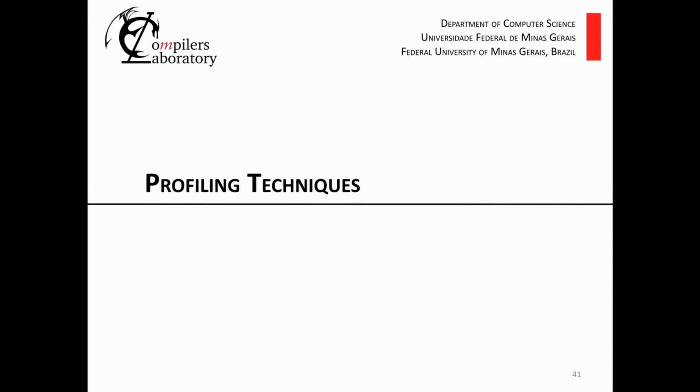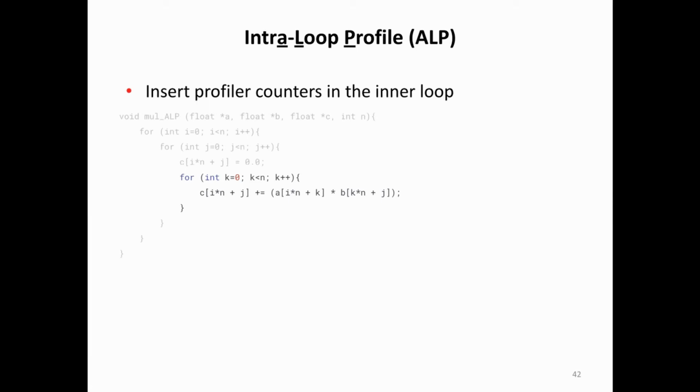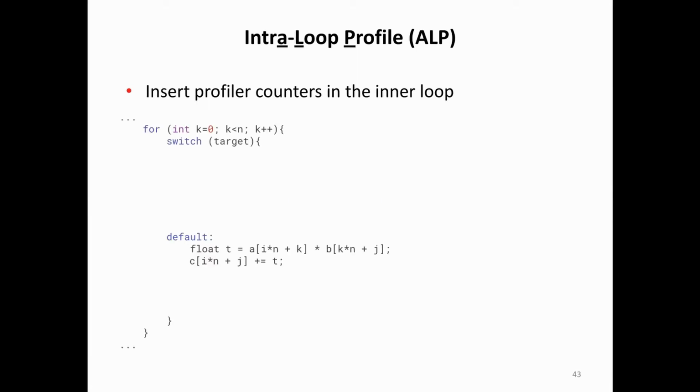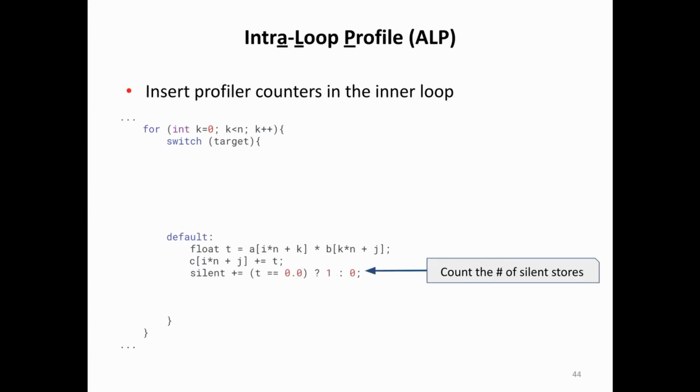So now we'll talk a little bit about the profiling techniques that we propose. The first one is Intra-Loop Profile. In this optimization, we add a counter in the inner loop of the matrix multiplication algorithm. So we will add a switch and a default target that computes the original matrix multiplication algorithm. We add a counter called silent that checks how many times this T will be 0.